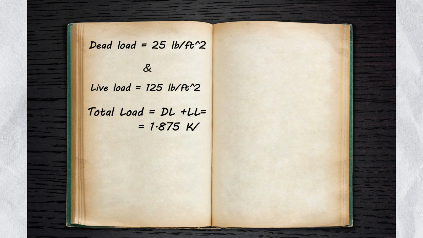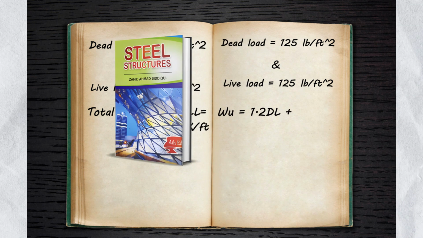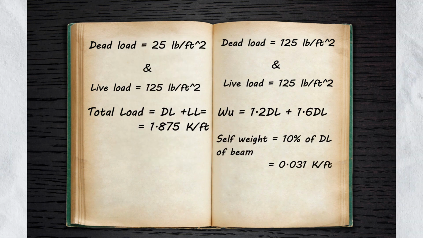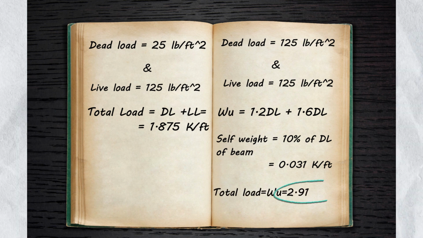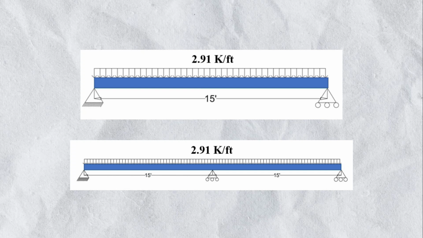Initially, we calculated the load without factoring in any safety measures. However, as per steel structure design requirements, we applied the factored load combination to consider the worst-case scenario. After including the self-weight of the beams, the total factored load came out to be 2.91 kips per foot. Now this loading is with factored load combination.